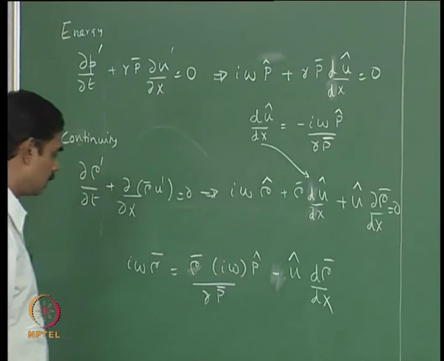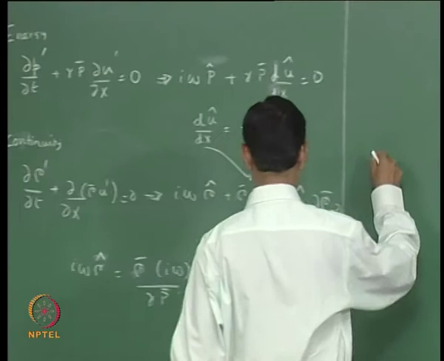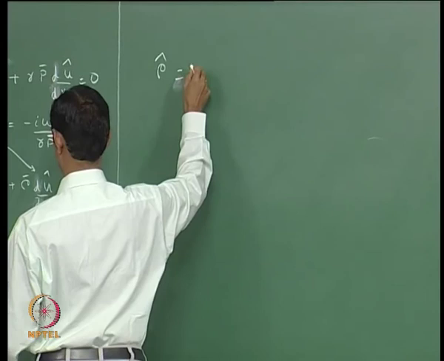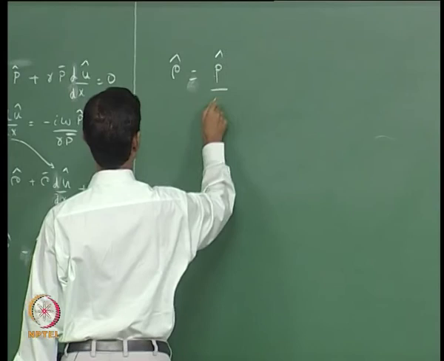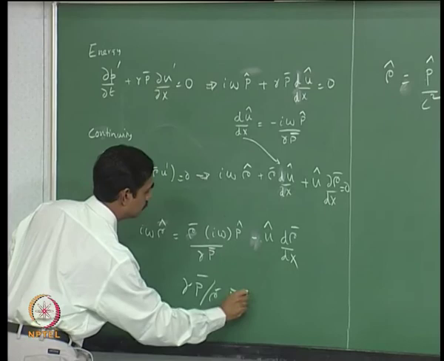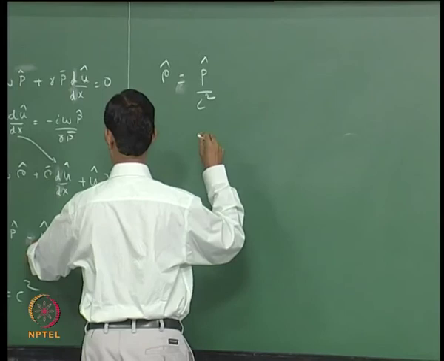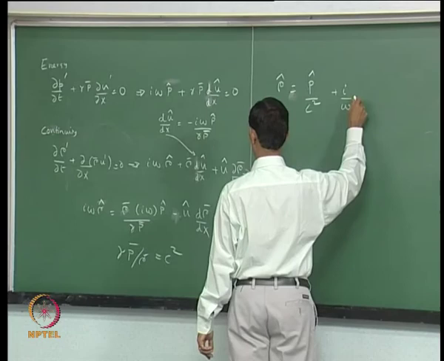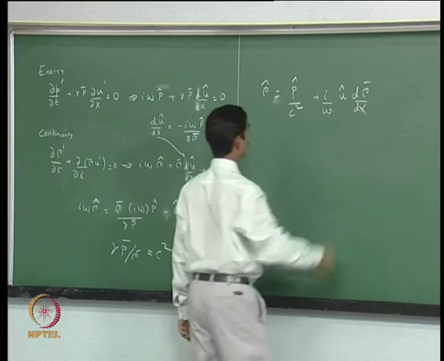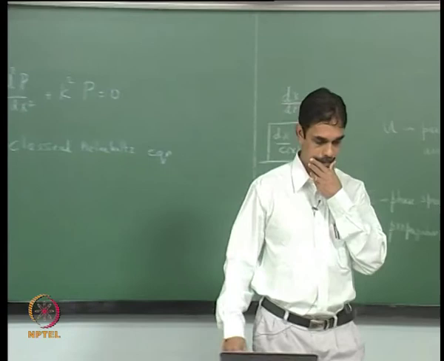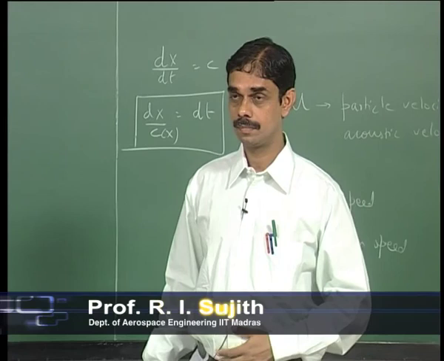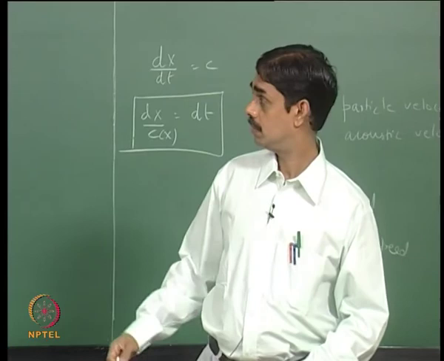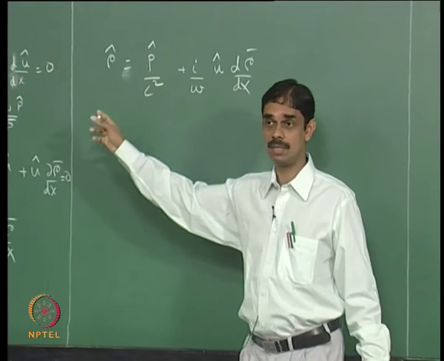Now, if I simplify this, I will get rho hat equal to, I can remove the i omega, so just tell me if there is a mistake. This gamma p bar over rho bar equal to c squared. Minus 1 is i squared, so i squared divided by i will be plus i over omega. Is this okay? Just check. So I don't have this p over c squared as rho. Rho hat is not p hat over c squared, but there is an extra term.